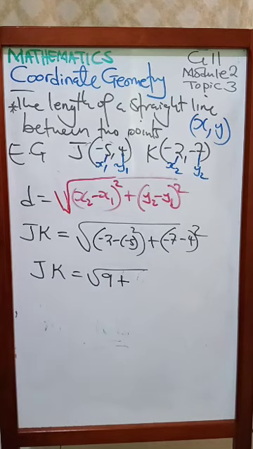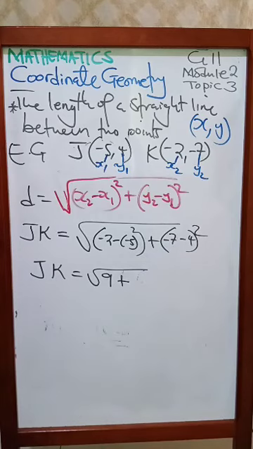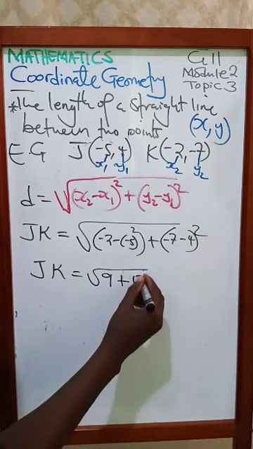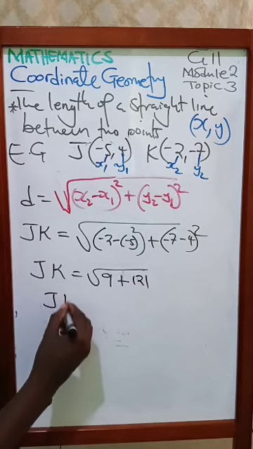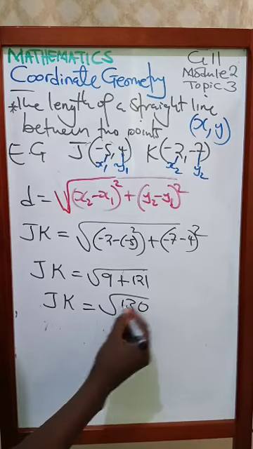Then you can move to the other side. The other side we have negative 7 minus 4. Negative 7 minus 4 is negative 11. Negative 11 to the power 2 gives us 121, because 11 times 11 is 121. So you're going to have positive 121 there. So JK therefore is equal to 9 plus 121. We are going to get 130.